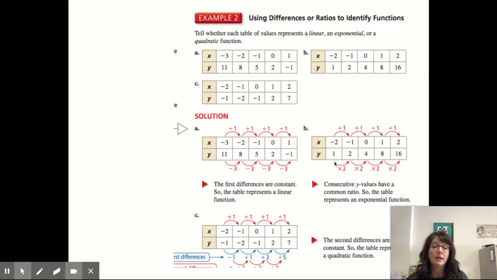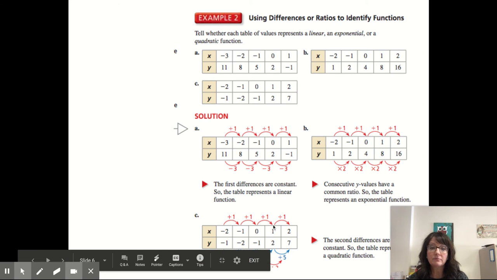Looking at B, 1 to 2 is adding 1, and then 2 to 4 is adding 2, and then adding 4, and then adding 8. It's not a constant rate of change or a common difference, but if you multiply by 2, multiply by 2, multiply by 2, multiply by 2, you get a common ratio. That's how you know it's exponential.